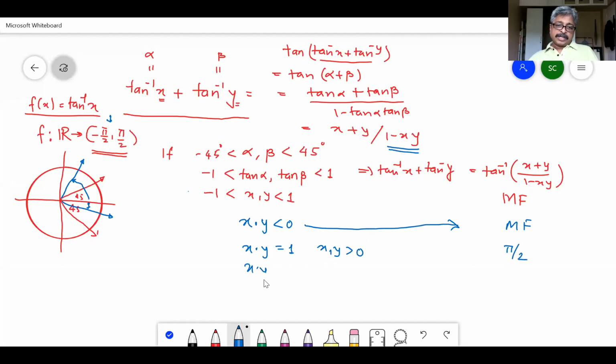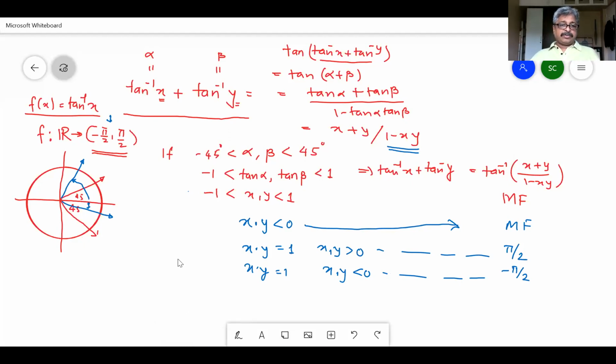If x into y is equal to 1 and x comma y are less than 0, negative, both of them, that means minus 80 and minus 10, they become minus 90. This answer will be minus pi by 2. So all special cases we have considered till now.